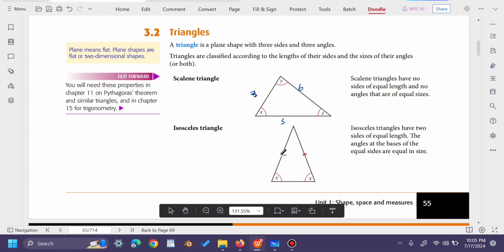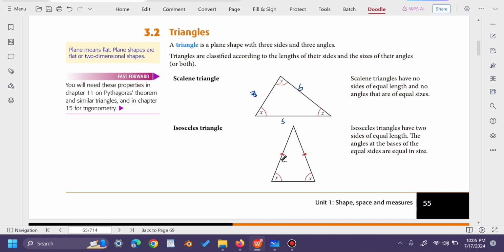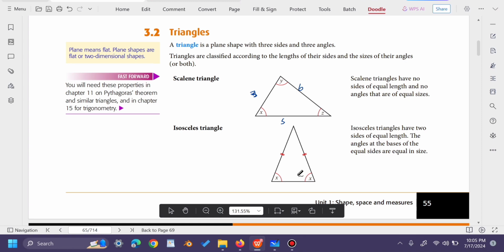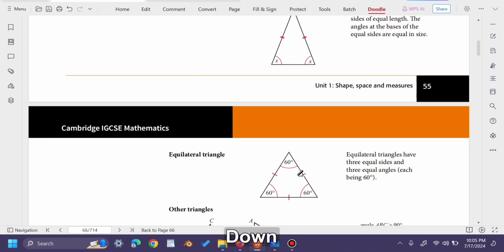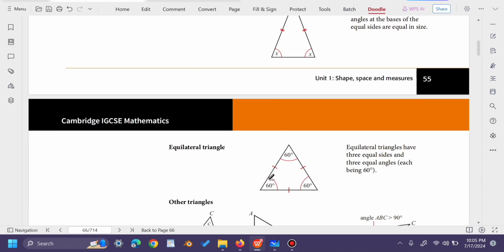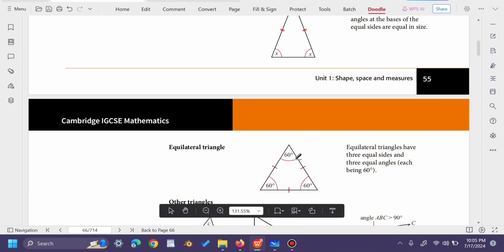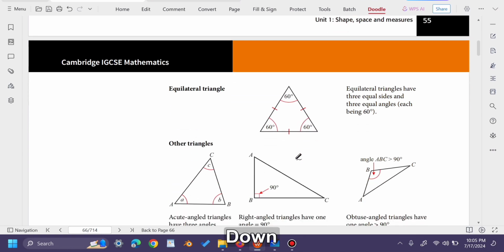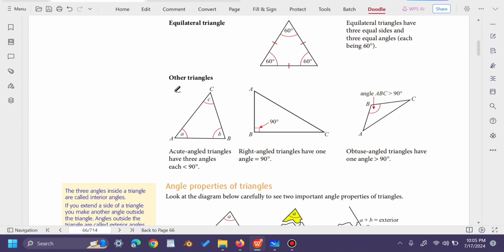You can see these two lines indicate that these two sides are equal, and x represents that both of them have the same angle. Then we have the equilateral triangle, in which all three angles are 60 degrees and all sides are equal to one another. And then we have some other types of triangles as well. We call it an acute angle triangle when all of the angles are less than 90 degrees. So this is less than 90 degrees, this is less than 90 degrees, and this is less than 90 degrees.